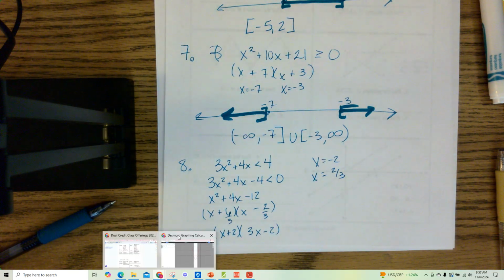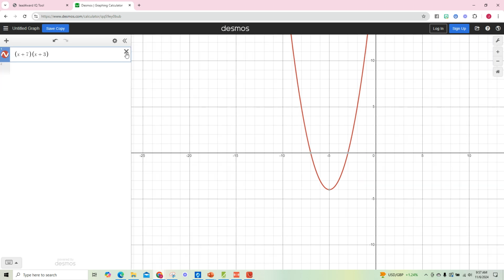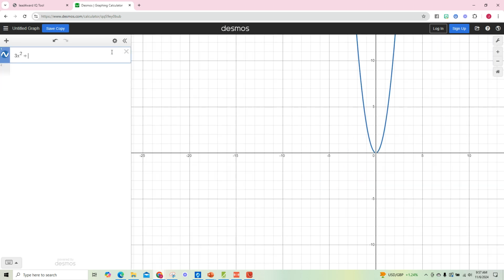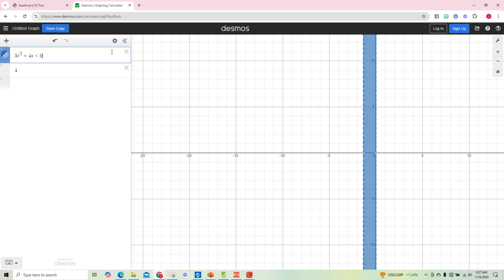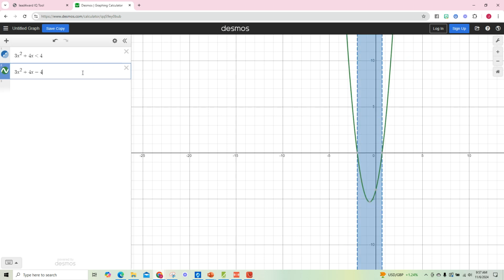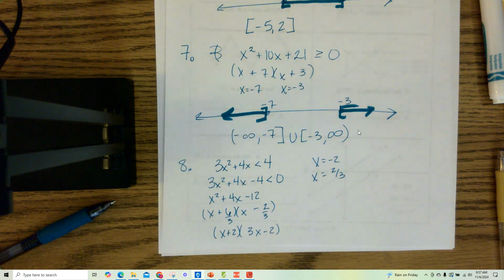Again, I always check to see. I always put the one they give me, 3x squared plus 4x is less than 4, and then after I change it, just to make sure that it matches. I'm kind of weird with them that way. And so I got a -2 solution, and I've got a 2/3 solution, so my solutions are right.